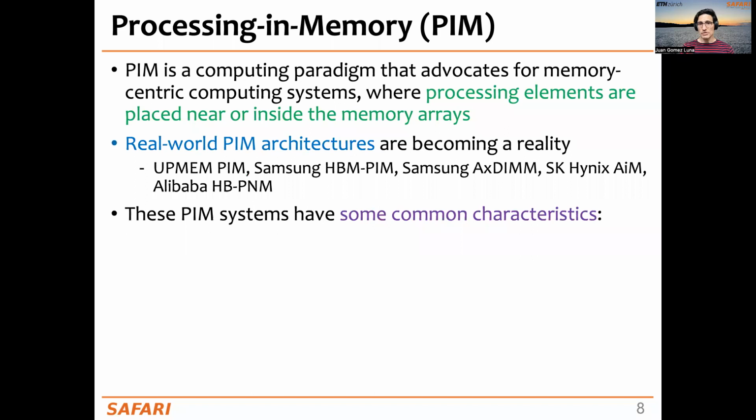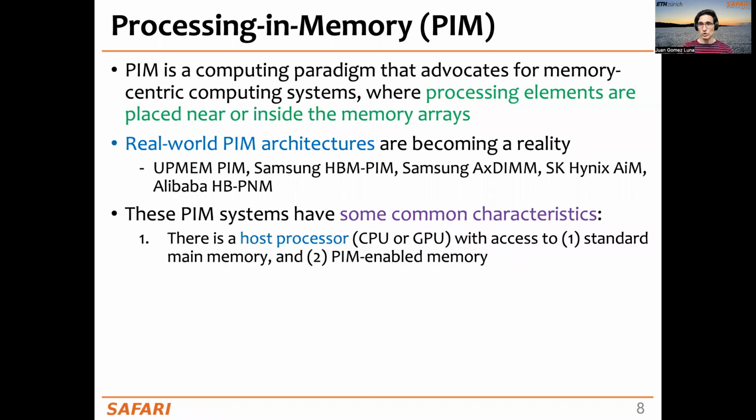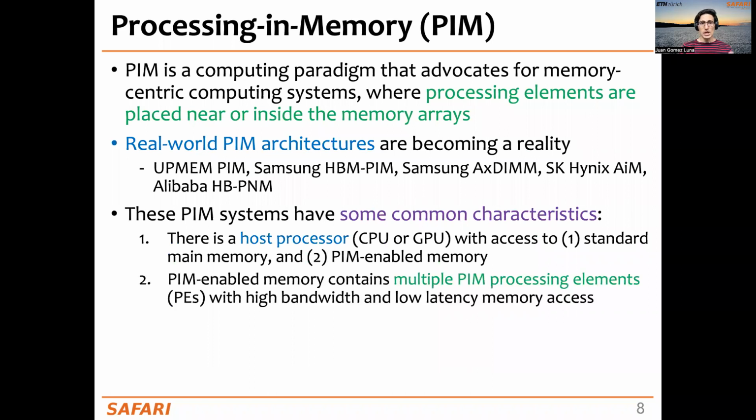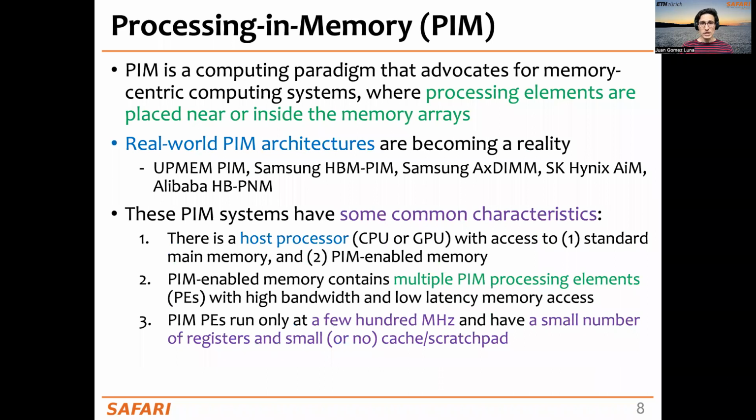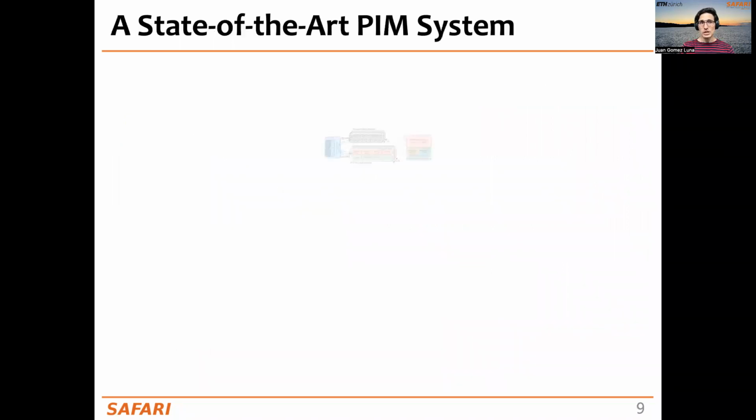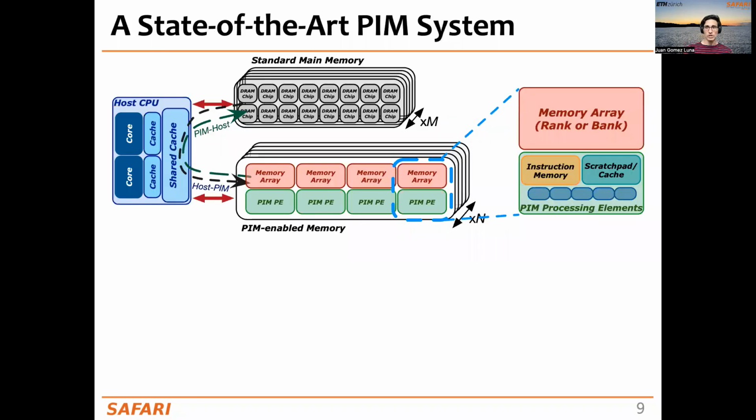All these PIM systems have some common characteristics. First of all, there is a host processor, either a CPU or a GPU, that has access to a standard main memory and PIM-enabled memory. There is a PIM-enabled memory containing multiple PIM processing elements with high bandwidth and low latency memory access. The third characteristic is that these PIM processing elements run at a few hundred megahertz and have a small number of registers and small or no caches and scratchpad. And finally, they typically need to communicate via the host processor. This is how one of these systems looks, with the standard main memory, the host processor, and the PIM-enabled memory that contains memory arrays and PIM processing elements.